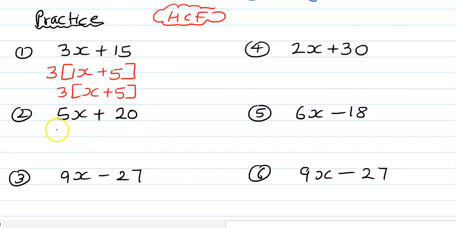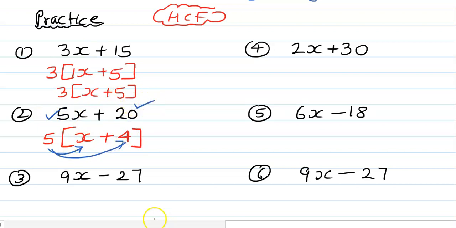Now here the highest common factor is 5. 5 is outside. So 5x divided by 5 is x, 1x, and 1 we don't write. And 20 divided by 5 is 4. You can always cross check. 5 times x is 5x, you are getting this. And if you multiply 5 times plus 4 it is plus 20. You're getting back your question. Next, 9x minus 27.